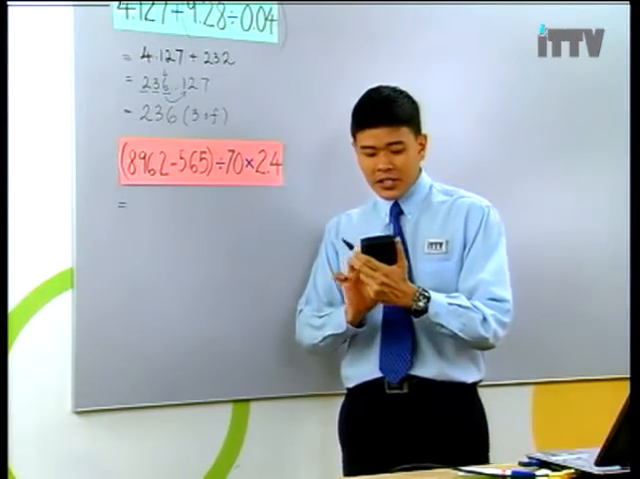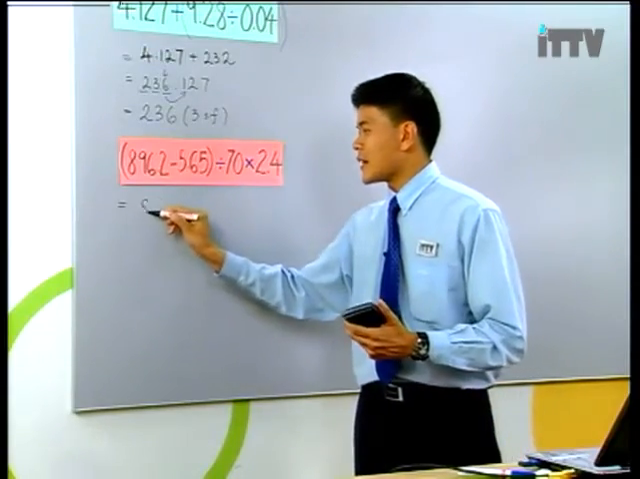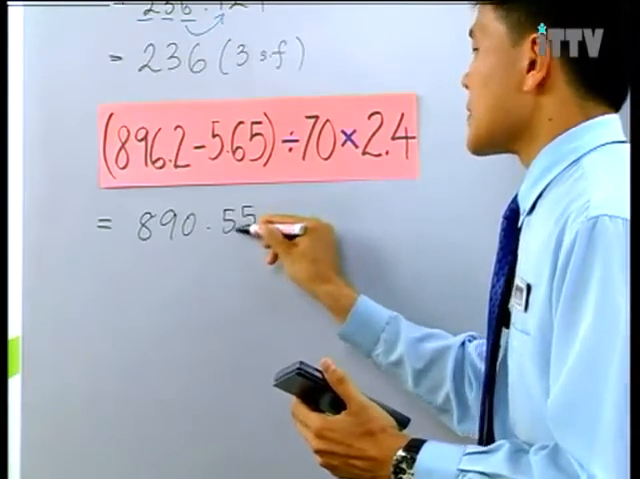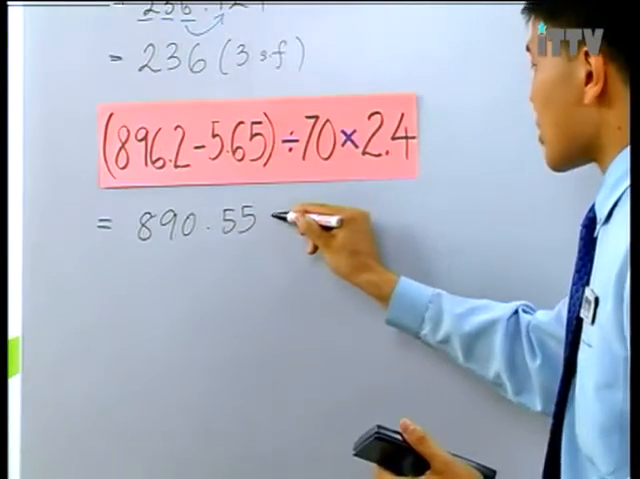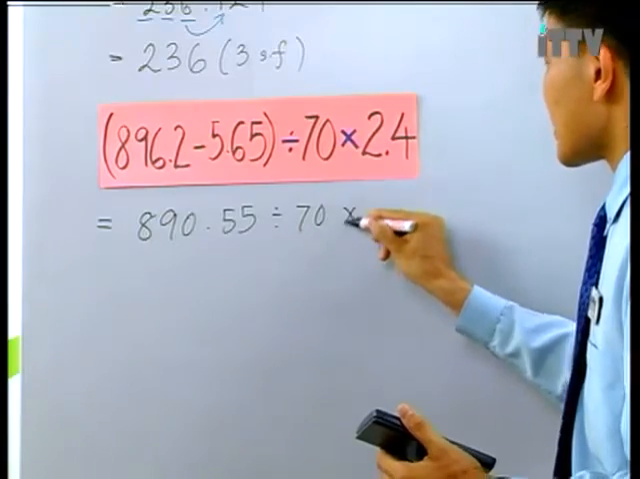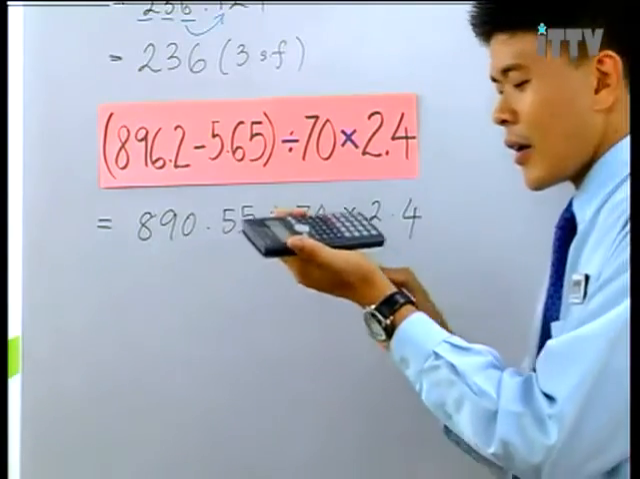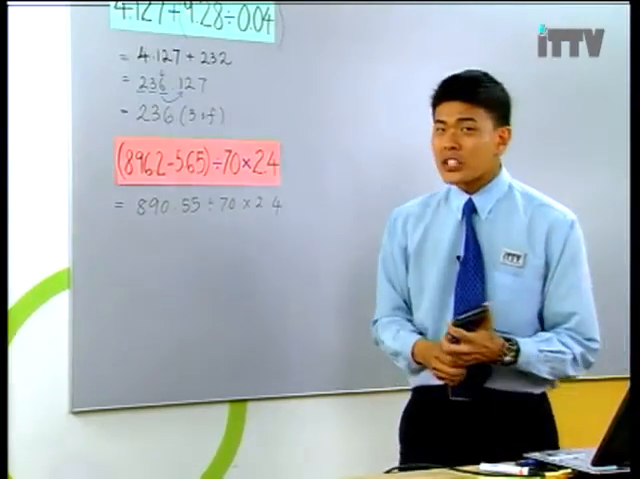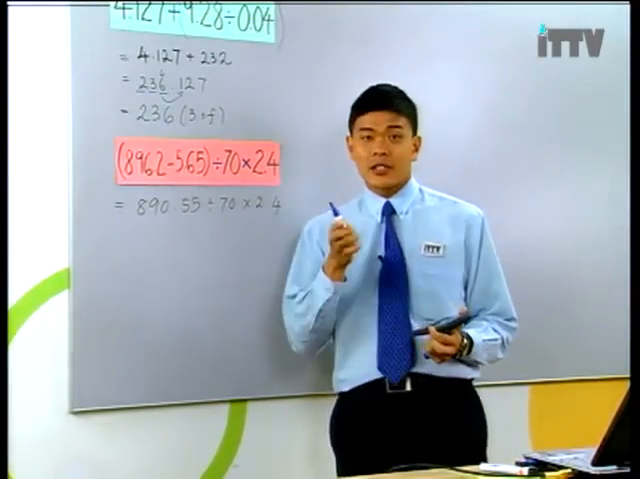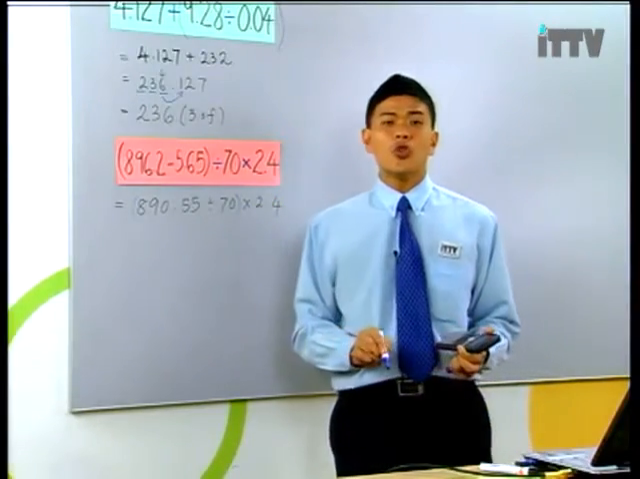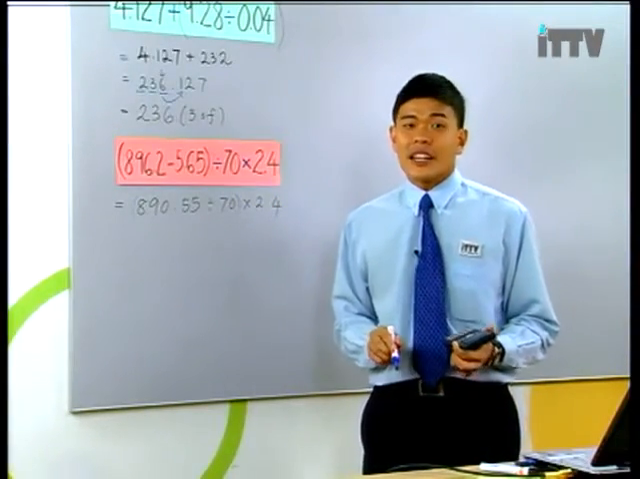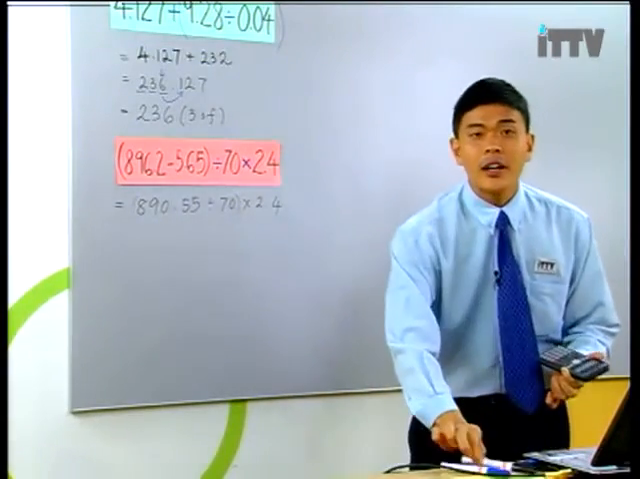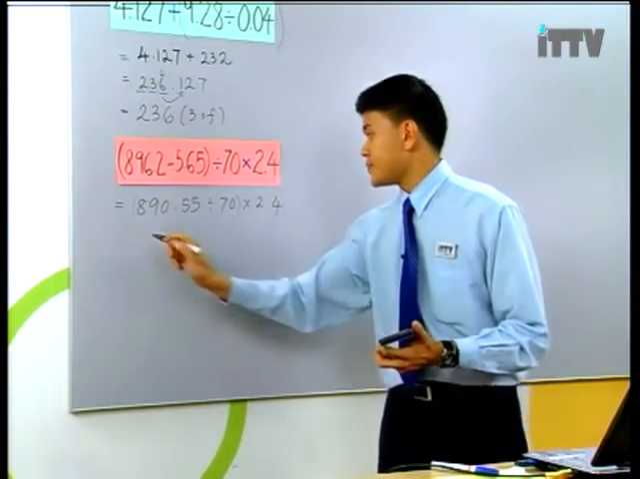896.2 minus 5.65, and the answer is 890.55. Okay. So rewrite the rest of the operations because it will be done after this. Alright, next. We are left with two operations, divide and times. The division, so you know which numbers need to be divided. So now use your calculator and find the value of the result of the division.